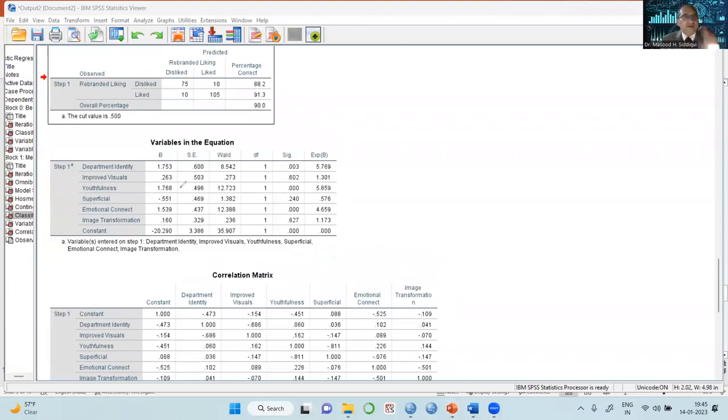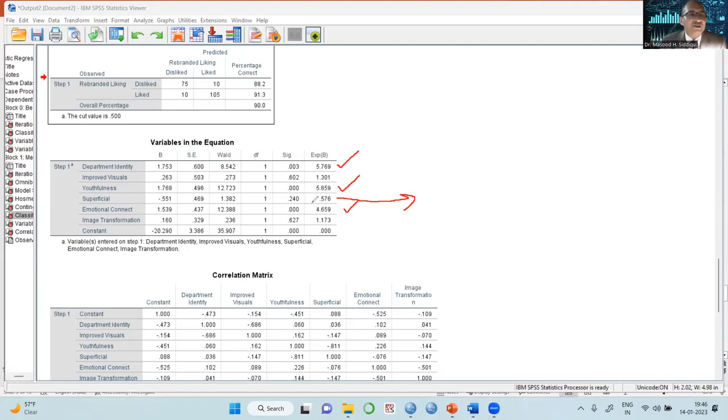So if we consider these things like improved visual, sorry, departmental identity, this is more than 1, youthfulness more than 1, emotional connect more than one. So all three have a positive relationship because here the exponentiated coefficients are more than one, right? But though superficial is not significant, so there is no point in interpreting that. But in case superficial was significant, the exponentiated coefficient is less than one, so it has a negative relationship.